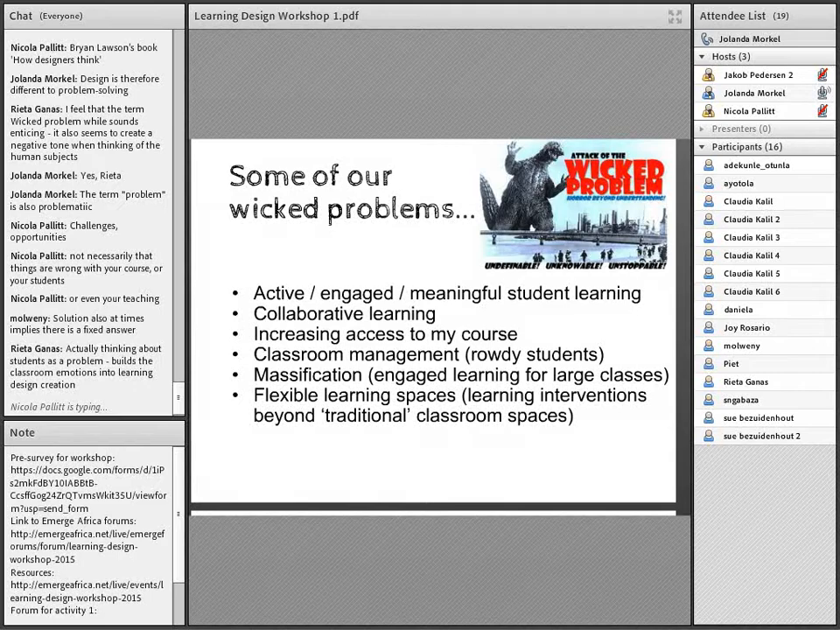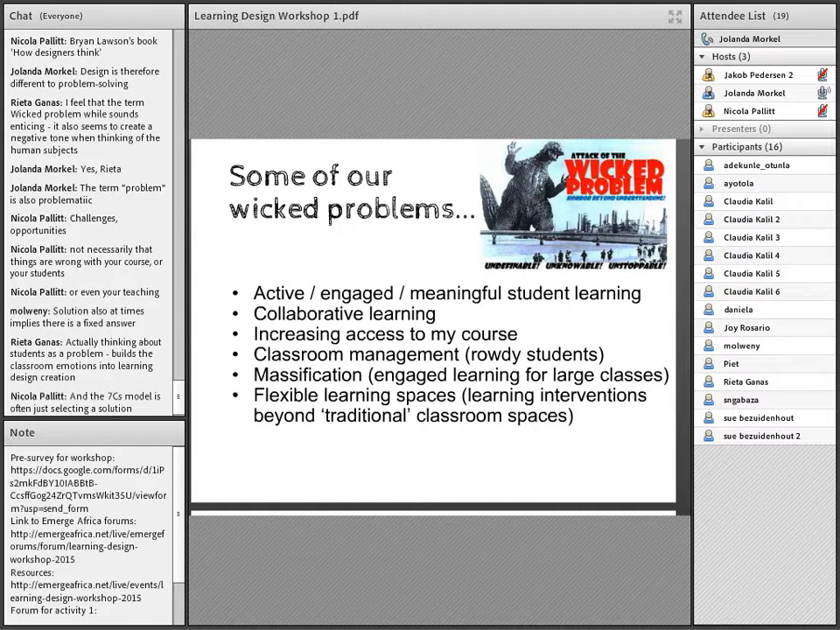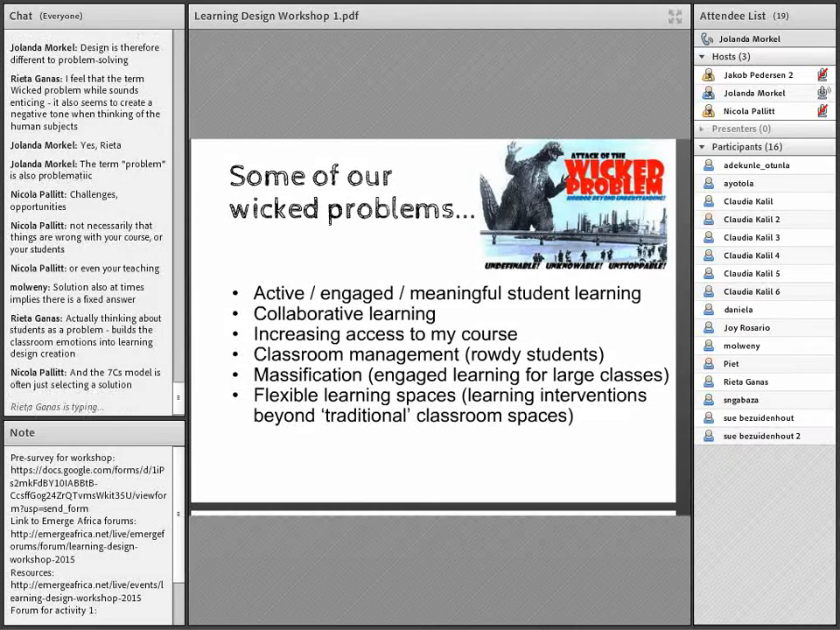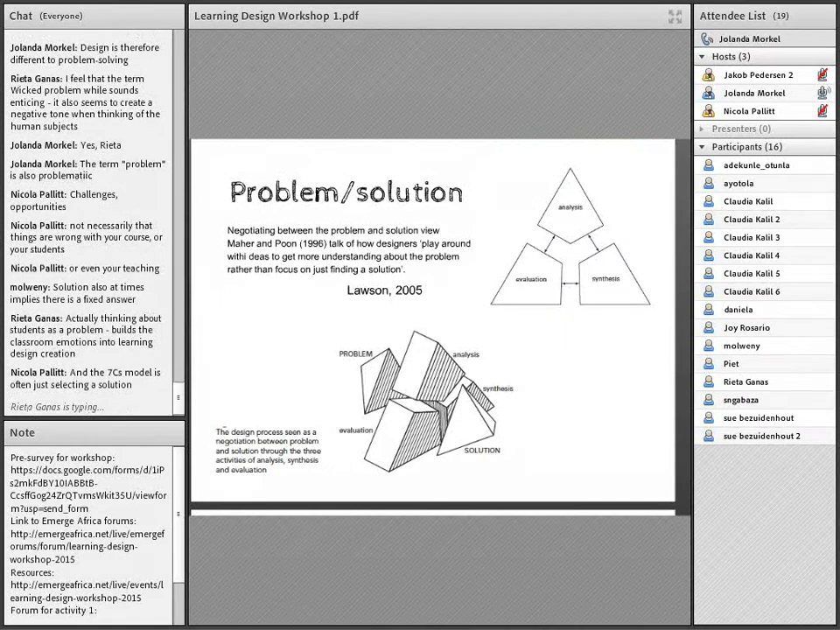Yes, Rita's saying that if we're thinking of students as a problem, emotions, the human aspect is certainly important. And that's what we found with the 7Cs model. It can become quite procedural in the way that you apply it. So what we're wanting to say is, you can refer to as many models as you want to, but it's about how you think about it. So let me just talk about the problem solution issue.